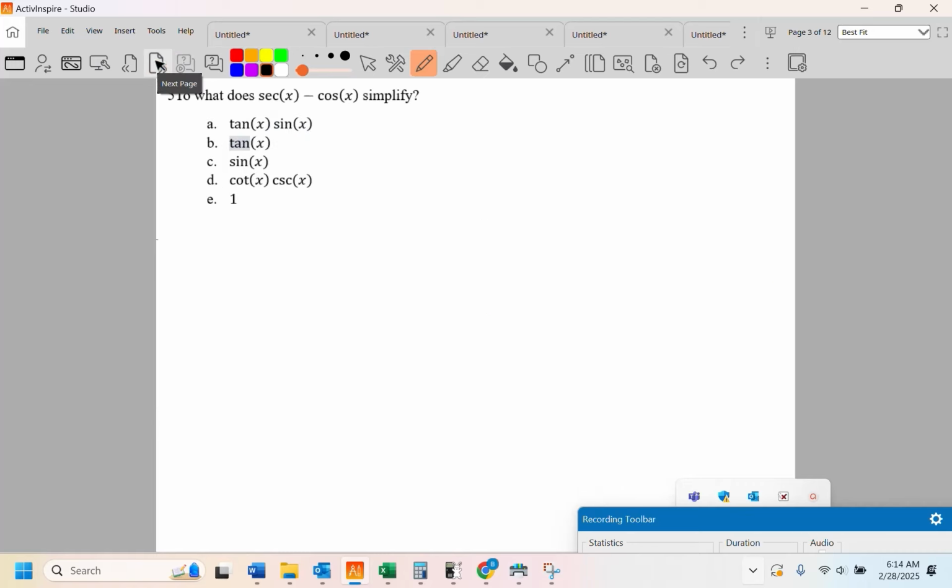All right, to what does secant minus cosine of x simplify? Now let's find out. It's going to be 1 over cosine of x minus cosine of x.